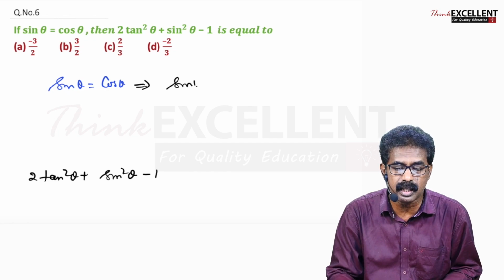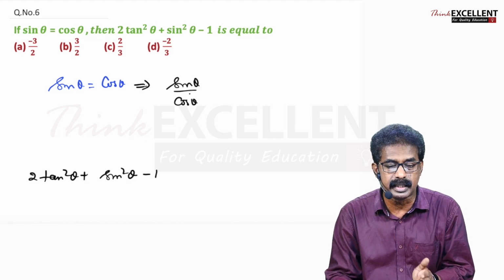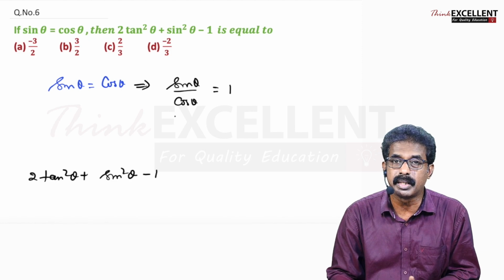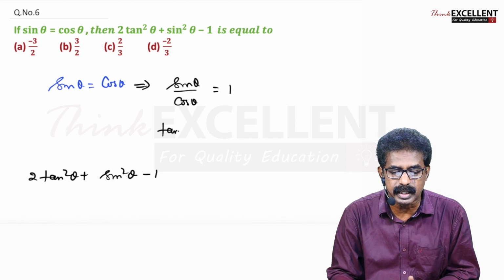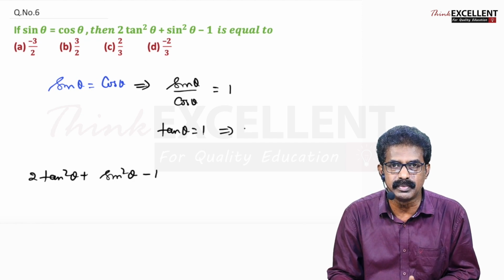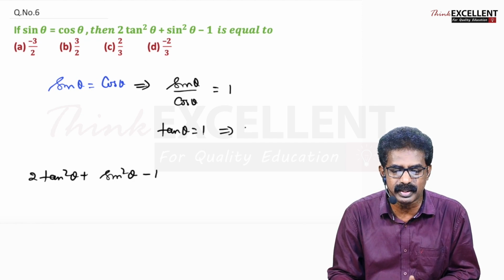So sin theta by cos theta. That is both the sides you are dividing by cos theta. Sin theta by cos theta equal to cos theta by cos theta is 1. Sin theta by cos theta means what? Tan theta. So tan theta is 1. Tan theta 1 means, can you say which angle? Tan which angle is 1? 45 degree, right? So theta is equal to 45 degree.